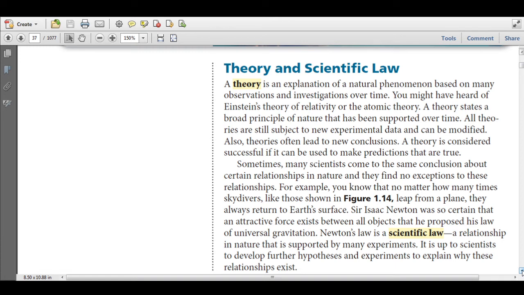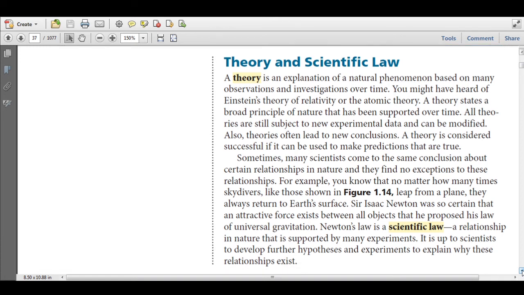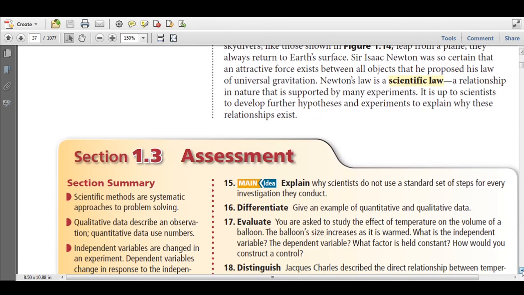Sometimes many scientists come to the same conclusions about certain relationships in nature, and they find no exceptions to these relationships. For example, you know that no matter how many times skydivers leap from a plane, they always return to the Earth's surface. Sir Isaac Newton was so certain that an attraction force exists between all objects that he proposed his law of universal gravitation. Newton's law is a scientific law. A scientific law is a relationship in nature that is supported by many experiments. It is up to scientists to develop a further hypothesis and experiments to explain why these relationships exist.